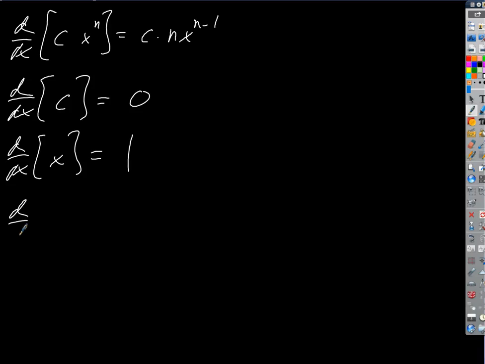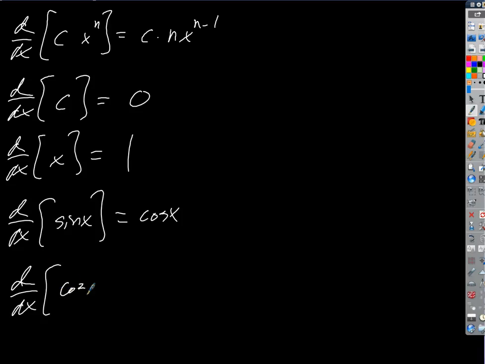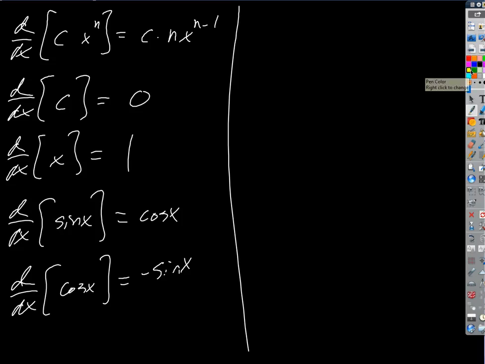We know the derivative with respect to x of sine x is cosine. And we know the derivative with respect to x of cosine x is negative sine x. Okay, so we know those specific derivatives. Then we know how to do derivatives of products and quotients. So what's the product rule? The derivative with respect to x of u times v, where u and v are functions of x, is u prime v plus u v prime. Each time one of them is prime.